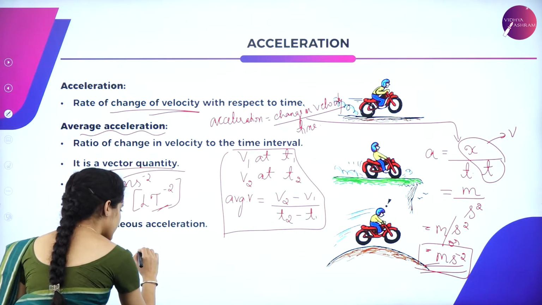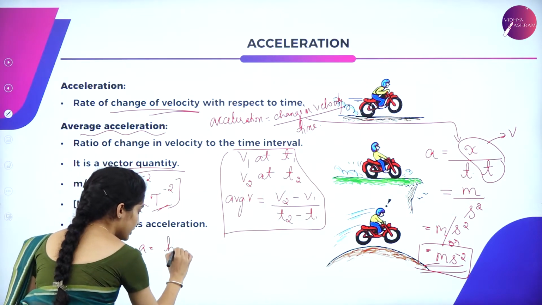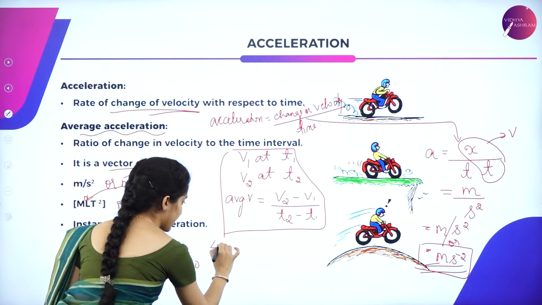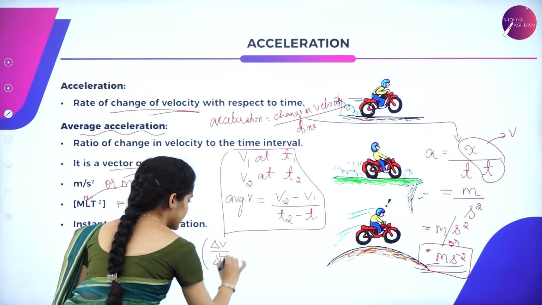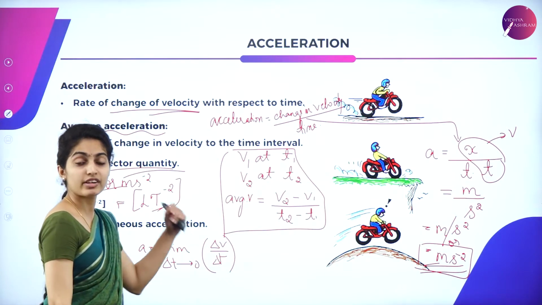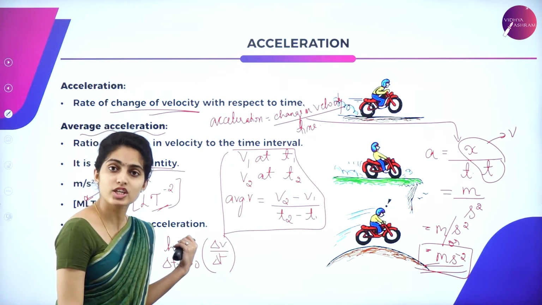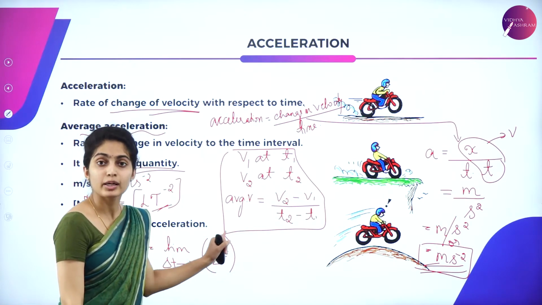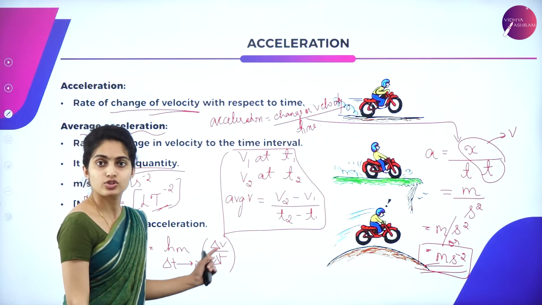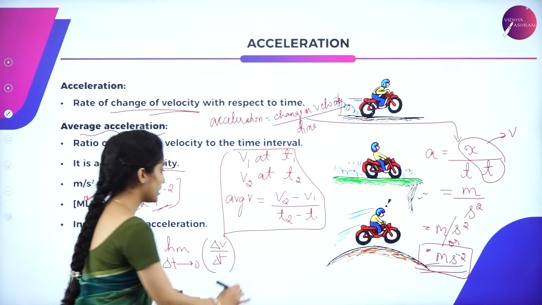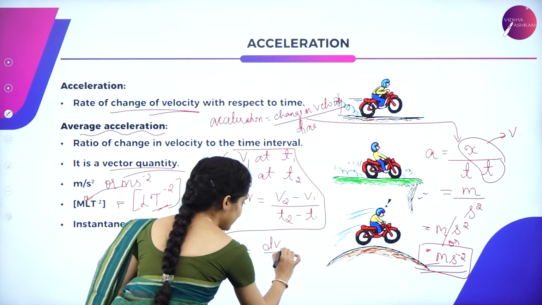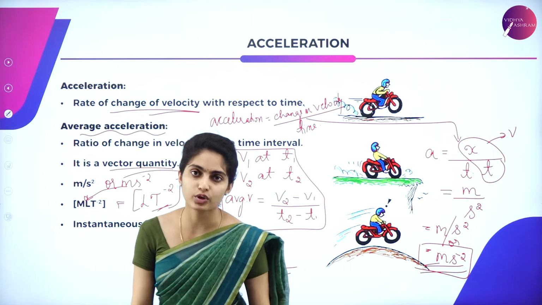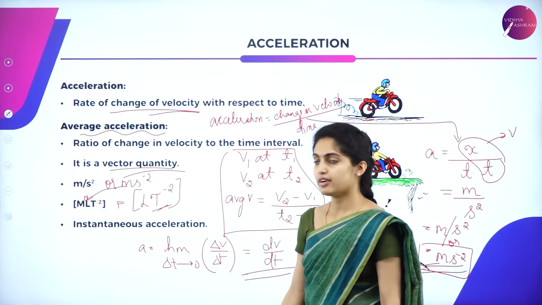The magnitude is calculated as a equals the limit as delta t tends to 0 of delta v by delta t, that is, change in velocity with respect to time. In the case of velocity, we had got change in position with respect to time, so there it was delta x divided by delta t. The delta represents the change. So change in velocity divided by change in time gives you dv by dt. This is how you calculate the magnitude of the instantaneous acceleration.